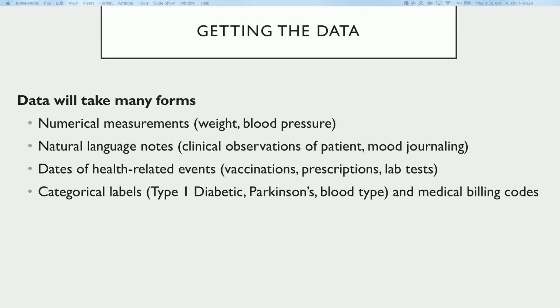Getting the data, what sort of data will you see? Well, data will take many forms. You'll get numerical measurements, things like somebody's weight and their blood pressure. You will also get natural language notes, and that can be whether you're getting clinical data or not. So if you are getting clinical data, right, if you are a hospital or a health insurance company, you might get those free-form natural language clinical observations of patients we've talked about. And if you do, those don't tend to be too standardized. Every clinician will have their own style. They will use the same technical terms, but how wordy they are, for example, will vary.